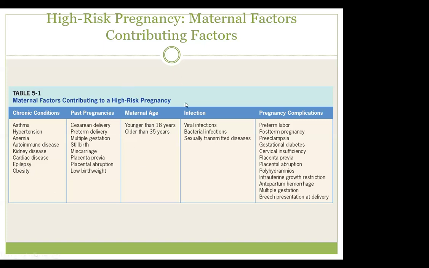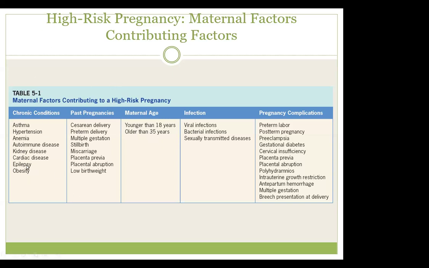Other maternal factors contributing to a high-risk pregnancy. This is that table that I was referring to. We could go through all of them, but you can go through them yourself and you can read the textbook. Chronic conditions such as asthma, hypertension, anemia, autoimmune disease, kidney, cardiac, epilepsy, obesity, all of these chronic conditions can lead to some form of a high-risk pregnancy. Doesn't mean they won't, doesn't mean they will. Okay, if any of these are controlled and monitored, then your pregnancy can be completely normal.